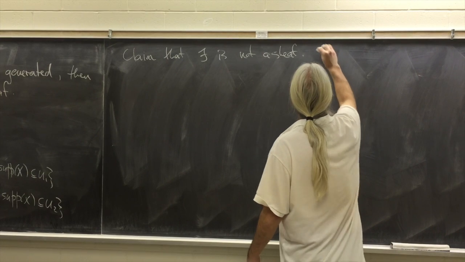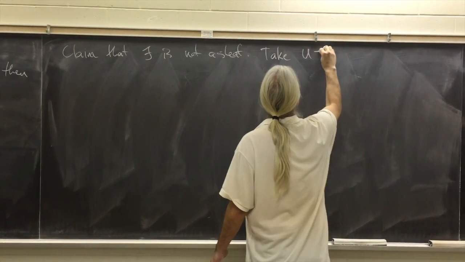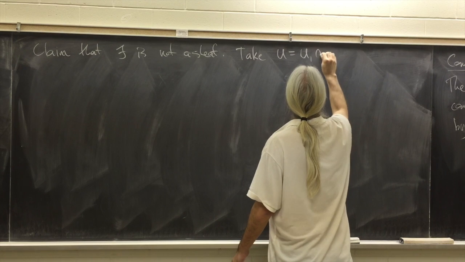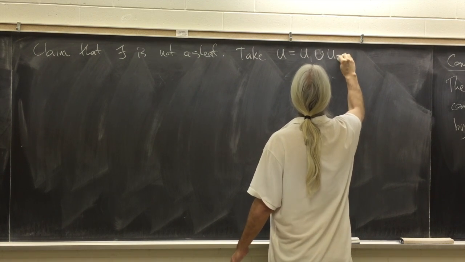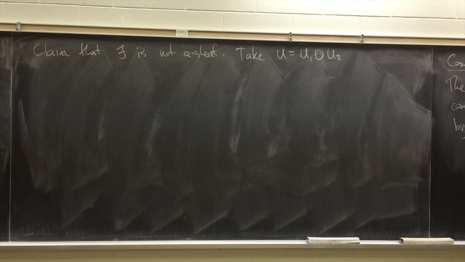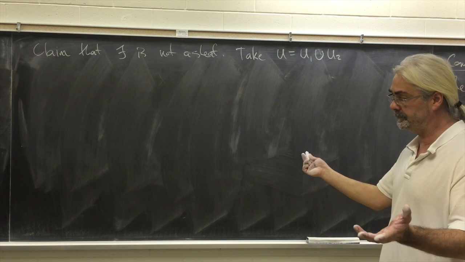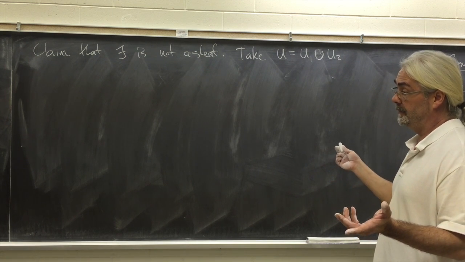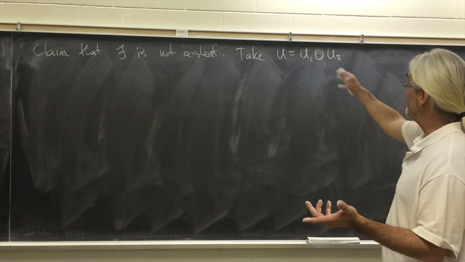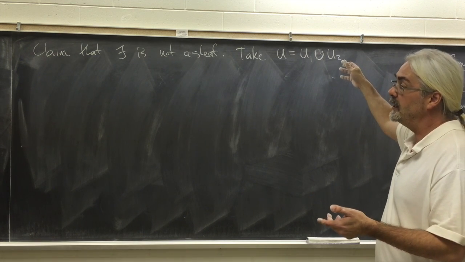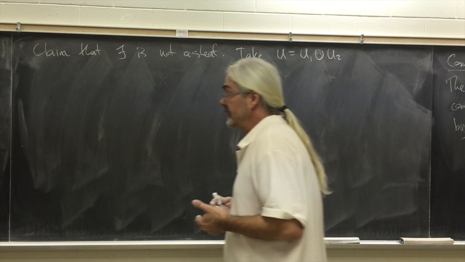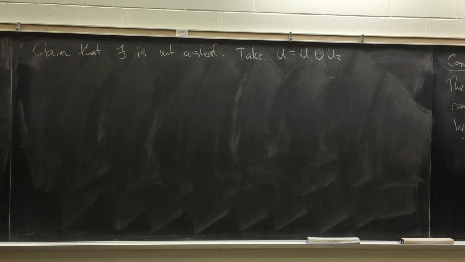And so I'm going to take U to be U1 intersect U2. Remember what the gluing condition is. It says I take an open set U and I cover it with some open sets, and here I'm going to cover it with U1 and U2. And if I have sections on each of these U1 and U2 that agree on their overlap, then there should be a global section on U.